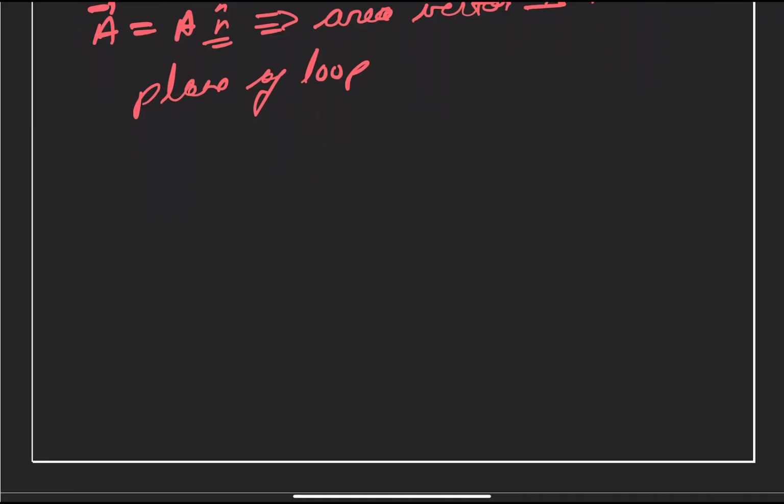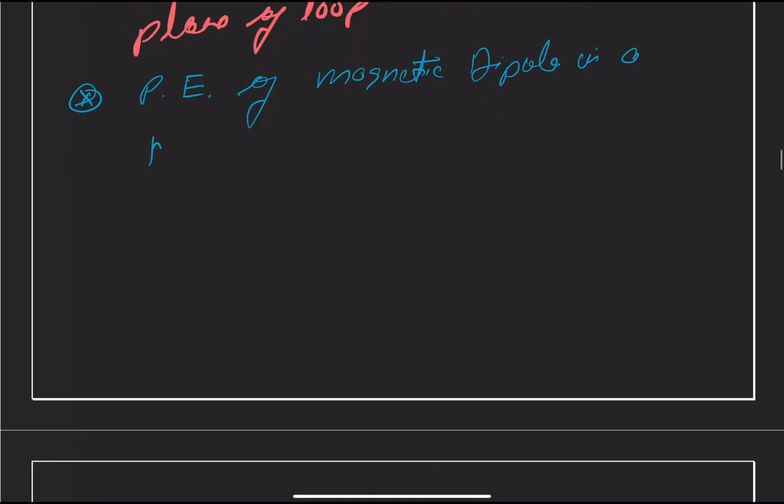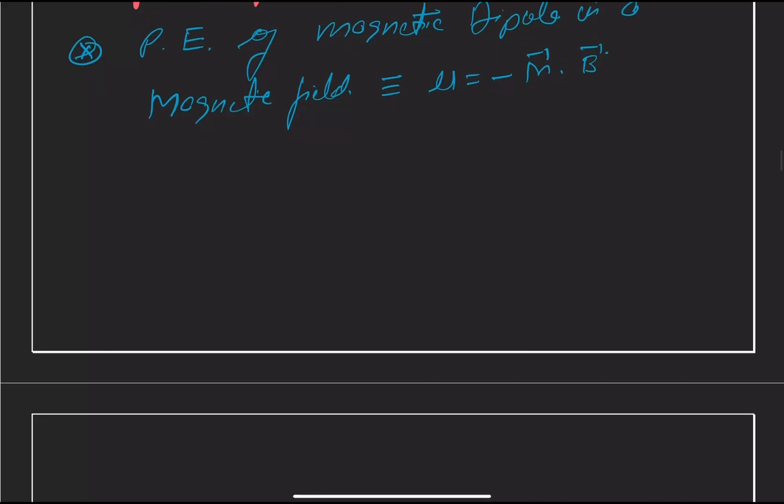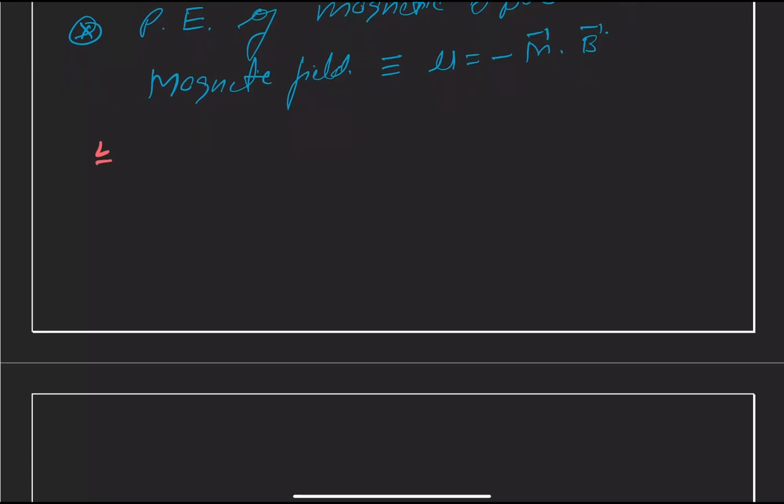Now we mainly require its potential energy. So we can say the potential energy of a magnetic dipole in a magnetic field is given as U, and this U is minus M dot B. If our magnetic moment is parallel to our magnetic field, under this condition energy U is minimum, and this minimum energy gives a stable equilibrium.